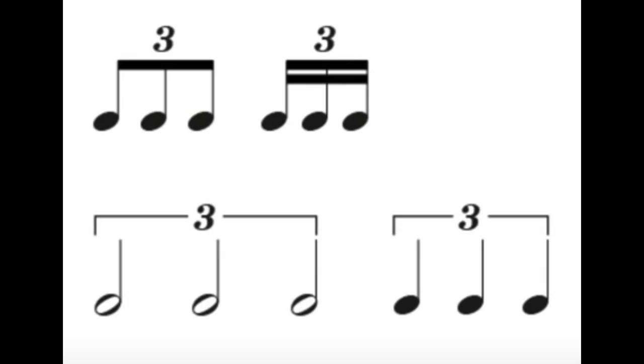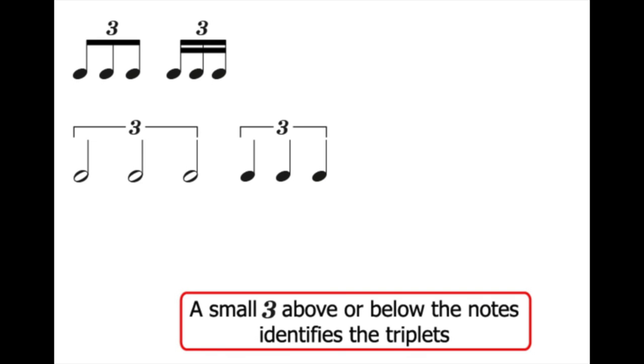And to start, let's make sure we know what triplets actually look like. Now, each of these are examples of some common triplets that you might come across. Firstly, notice how they are all identified by the little number 3 above the notes. Just be aware that the 3 can sometimes appear below the notes instead of above them.